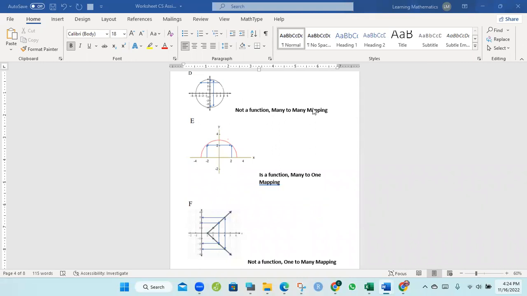So you have a many-to-many mapping. Here you have many x's going to many y's. That's the many-to-many. Here you have many x's going to one y. So that's a many-to-one. And here you have one x going to many y's. So that's a one-to-many.